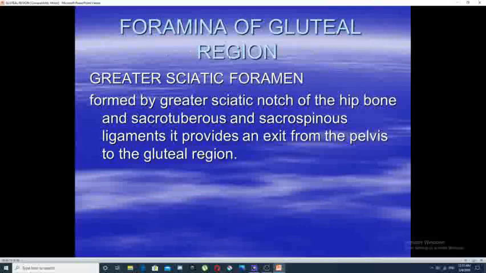So foramina of the gluteal region, greater sciatic foramen, which is formed by greater sciatic notch of the hip bone and the sacrotuberous and sacrospinous ligaments, and its main function provide an exit from the pelvis to the gluteal region.